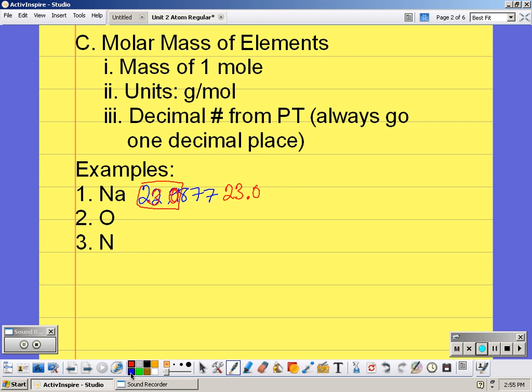For oxygen, when we look at the periodic table, it's 15.9994. So again, if we go to 1 decimal place and we round, the 9 will change the 9 to a 10, which would change that to a 6. So the molar mass of oxygen is 16.0 grams per mole.